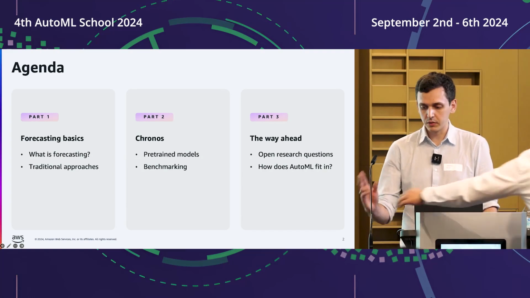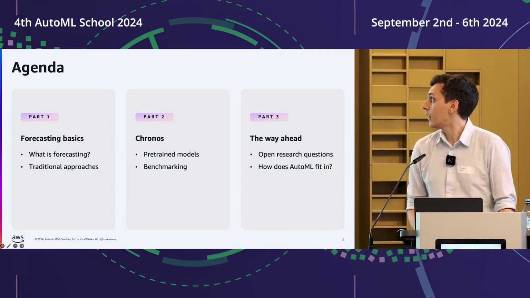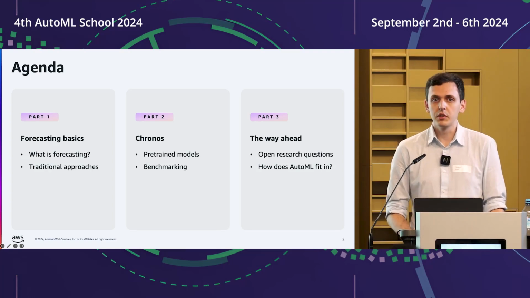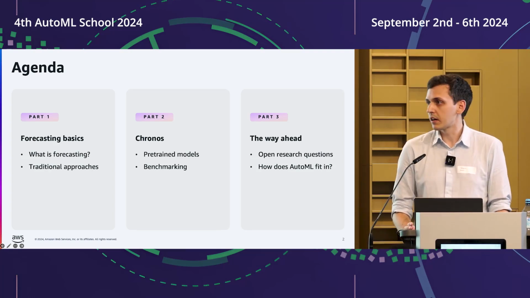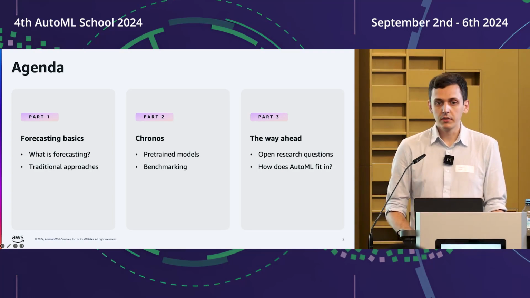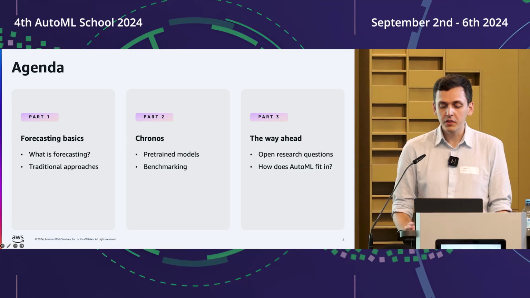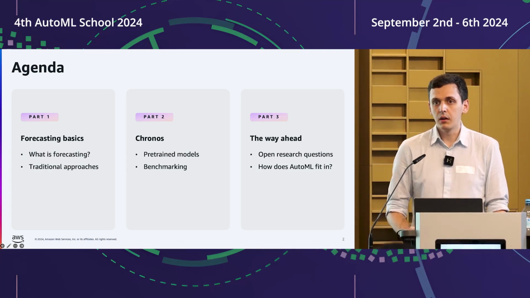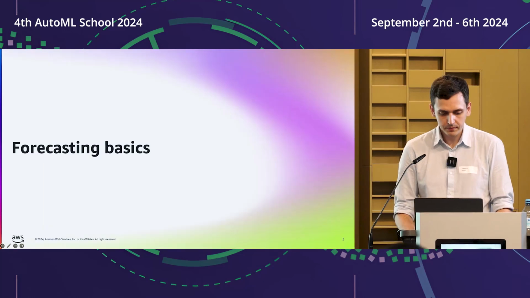We will then move on to our work on Chronos and pre-trained models for time series forecasting, which is a new class of model that recently started appearing and has shown some pretty impressive results. And finally, we'll talk about some future directions of our work in the world of time series forecasting, and we will see how AutoML can play a very important role moving forward to getting better time series forecasting methods.